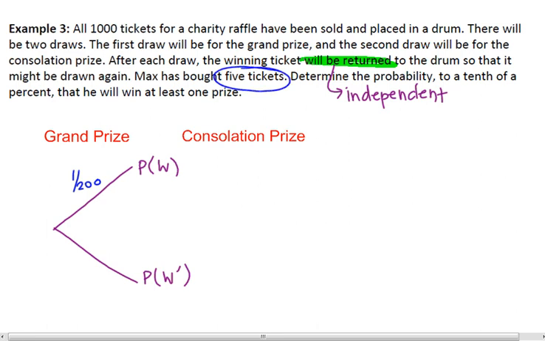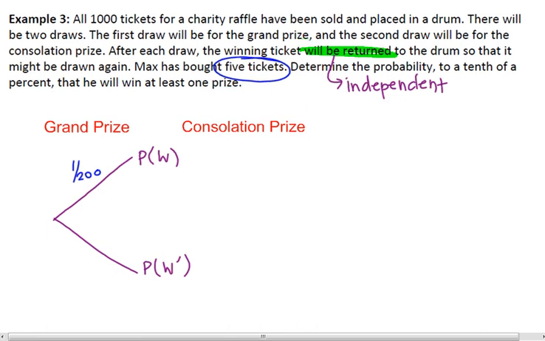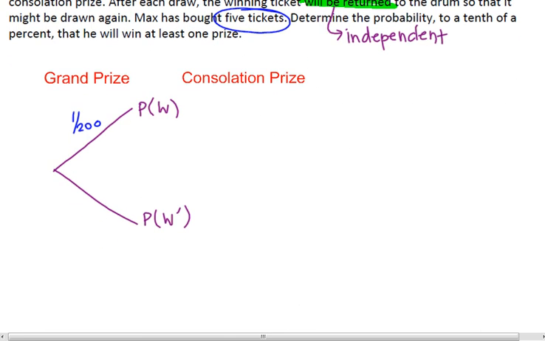Thank you. 5 out of 1,000. What's his probability of losing then? No. If his probability of winning is 1 out of 200, it would be 199 over 200. These two should add to 1.